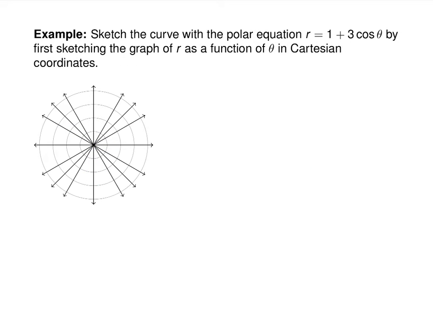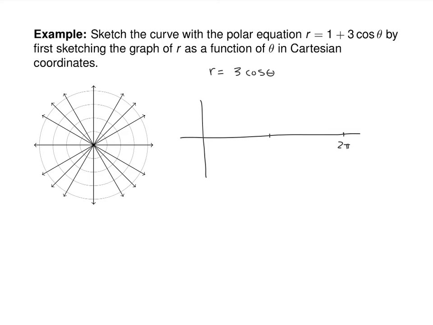All right, next we have 1 plus 3 cosine of theta. So in this particular example, we're sort of lucky because we don't have any kind of funky period going on. The period is just 2 pi. So let's start by graphing 3 cosine of theta. It's a plain old cosine curve, except it has an amplitude of 3.